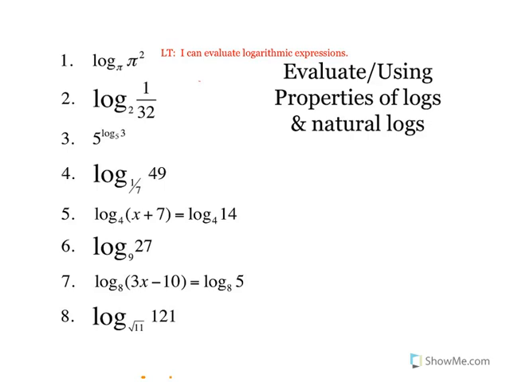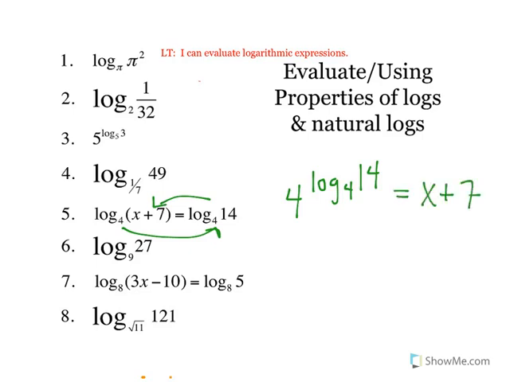Now, if you get in a hurry and you're like me, you get into the pattern of, okay, around the world, here we go. Base 4 to this equals that. And so I'd have 4 to the log base 4 of 14 equals x plus 7. Now, to me, I know that I can solve that, but to a lot of you, that may just look really messy. It may look just as messy as number 5, or the original problem of number 5. But you can still solve it.